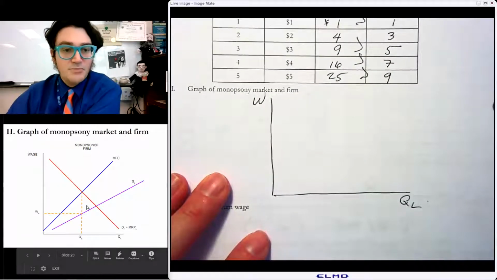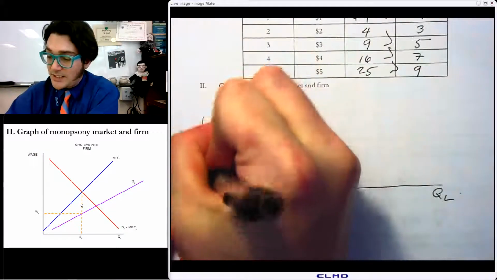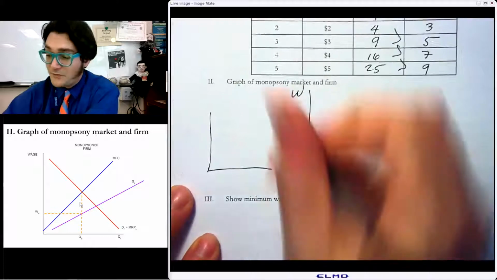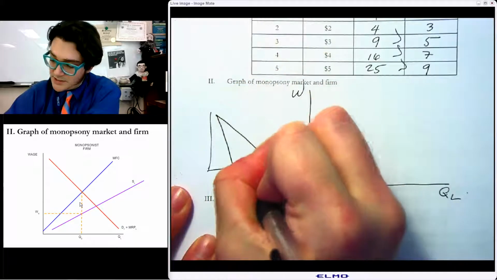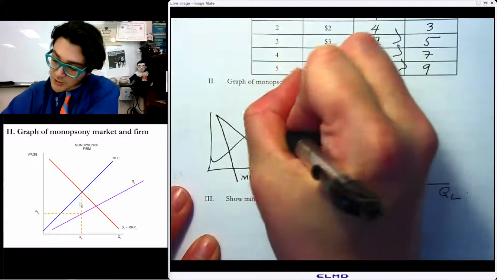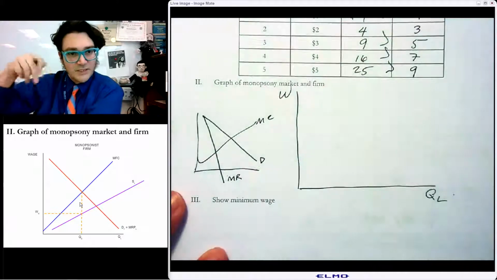So this is the mirror image, right? And if you think back, what's a monopoly look like? I'm just going to draw a monopoly here so you have it for reference. You had a demand curve. You had, oh, that's a really steep marginal revenue. And you had marginal cost. And what we're going to see is that it basically inverts what that looks like.